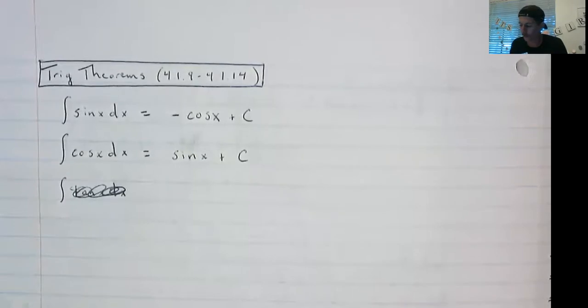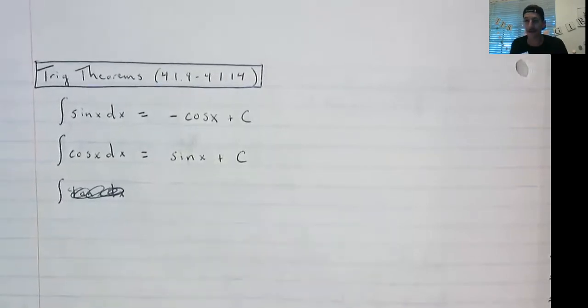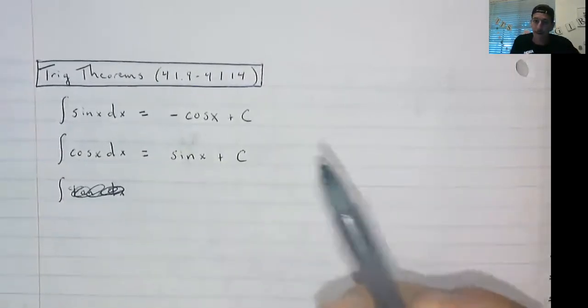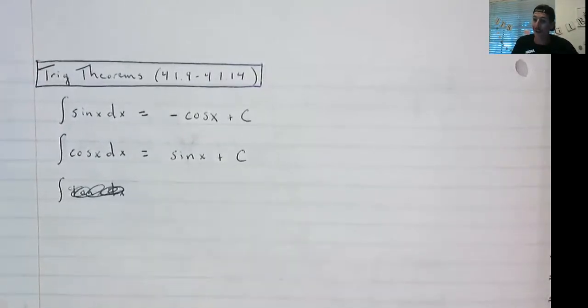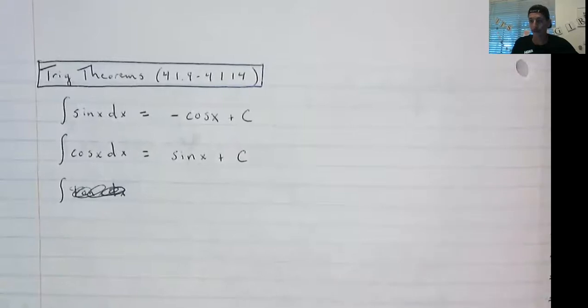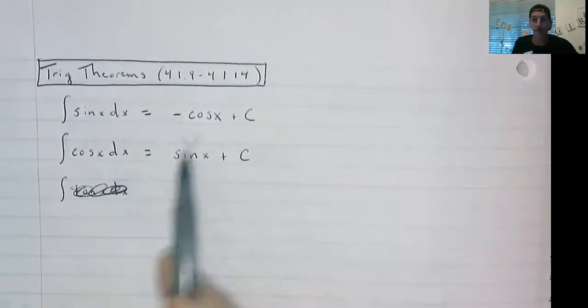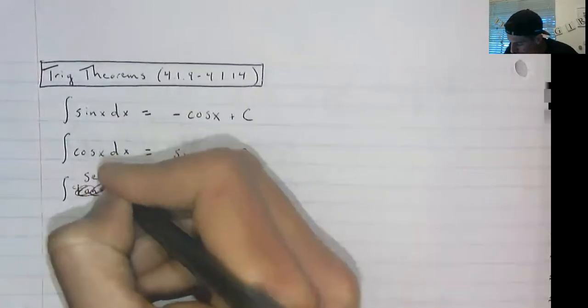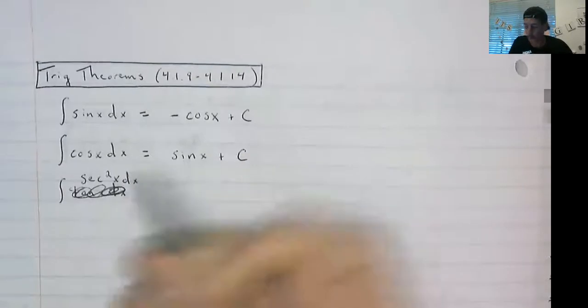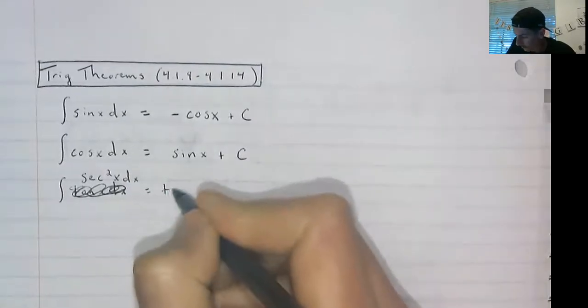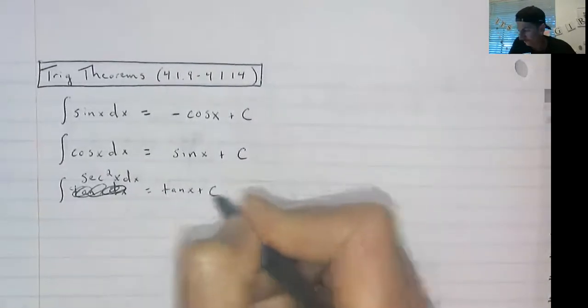Okay, where was I? Saying that we're not going to look at the tangent because we don't have a trig derivative that gives us a tangent. When we differentiate the tangent, we get something, and so that's how we're going to do this. When you differentiate the tangent, you get the secant squared. So secant squared's antiderivative is the tangent plus c.